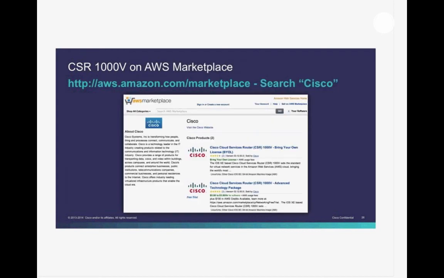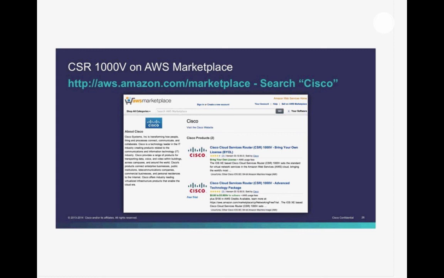And if you want to play around with the CSR more long-term or actually do look into doing a production deployment on Amazon, it's really easy to find us in the Amazon Marketplace. You just go to aws.amazon.com/marketplace and just search for Cisco. We're the first group at Cisco to have anything in the marketplace, so for the time being, it's easy to just search for Cisco, and you'll see there's two options there for the CSR. There's the bring your own license version on top and the hourly version on the bottom.